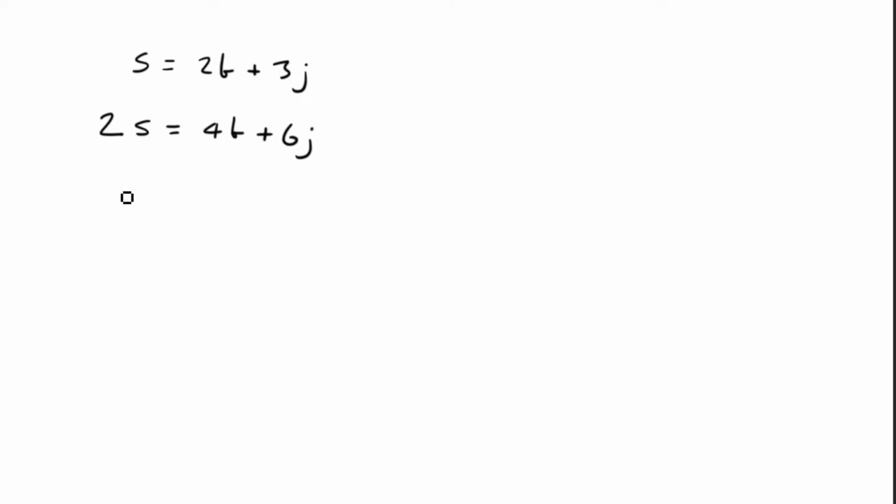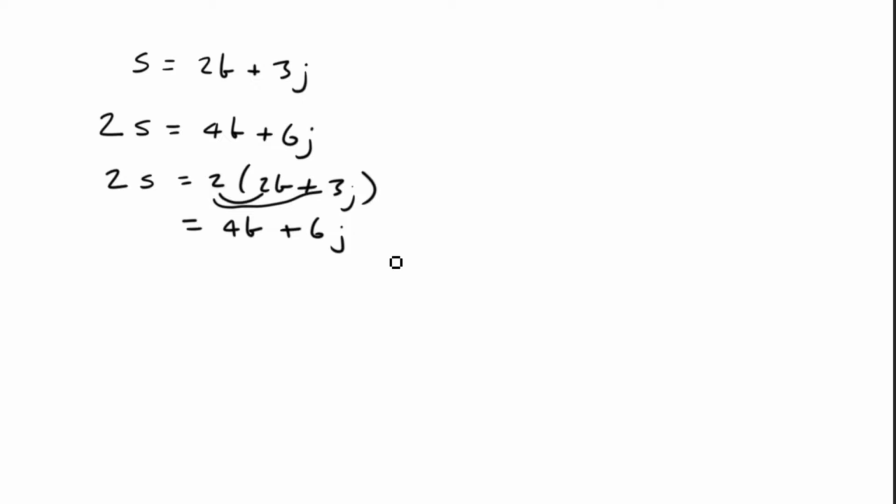But another way to look at this would be to say that 2 sandwiches is 2 lots of the original 2 slices of bread and 3 scoops of jam. How can these two things be the same? Well, we'll need 2 lots of these 2 slices of bread. In other words, we'll have to multiply that 2 by the 2b, giving us 4 slices of bread. We'll also need 2 lots of the 3 scoops of jam, giving us 6 scoops of jam altogether, and you can see that both of these versions are of course the same.